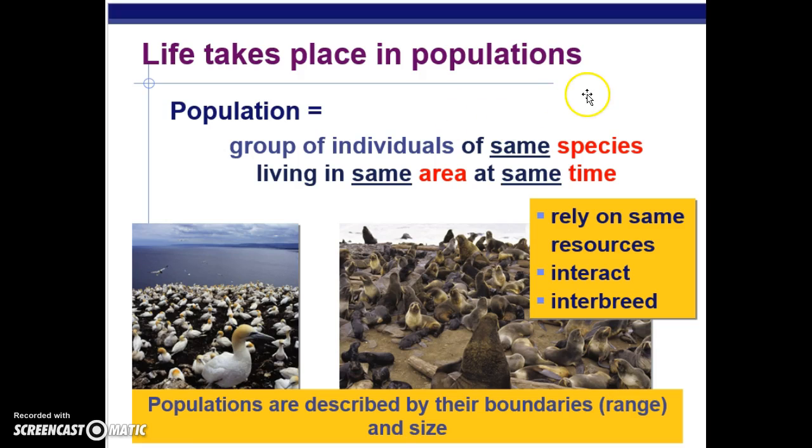The definition of a population is a group of individuals of the same species that live in the same area at the same time. What this implies is that they're going to be relying on the same resources, interacting, and interbreeding because they're the same species. It's important to keep in mind that they're described by their boundaries, which is another word for the range, and the size of the population.